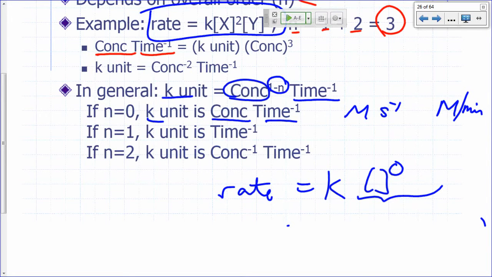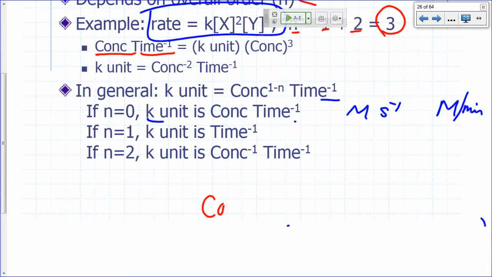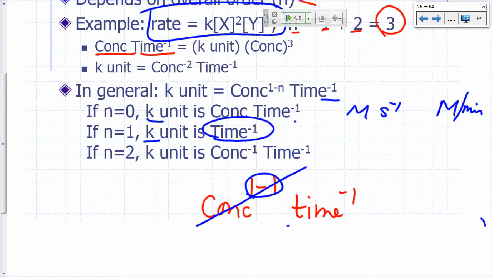What happens if n equals 1? Then if n is 1, concentration unit raised to the power 1 minus 1 times time to the negative 1. What is 1 minus 1? So concentration raised to the power 0 will just disappear. So the unit for your rate constant is per unit time. In other words, if I were to give you a rate constant, by just looking at the unit, you should be able to tell me what the overall order of the reaction is. Is it zero order, first order, or second order?